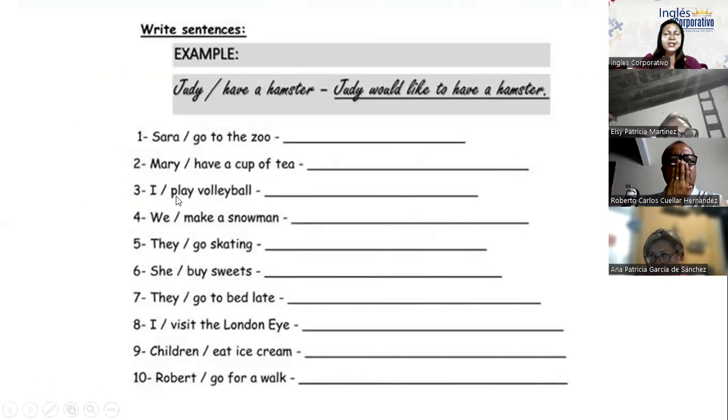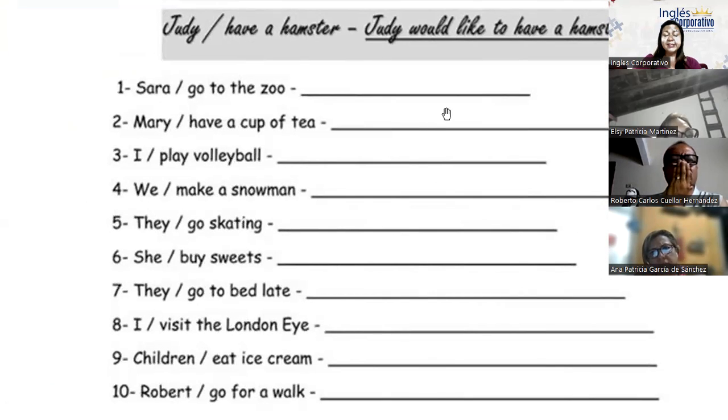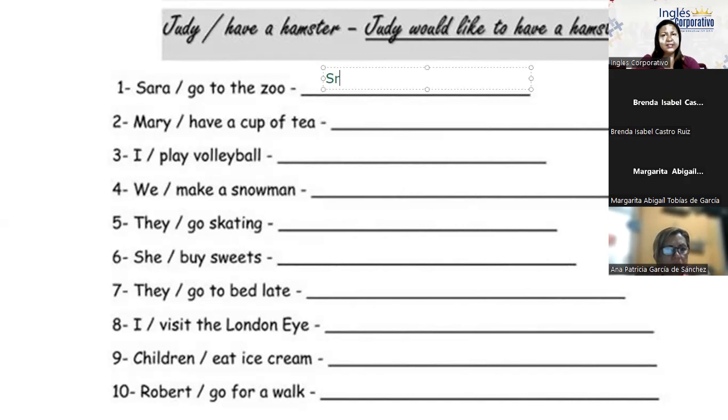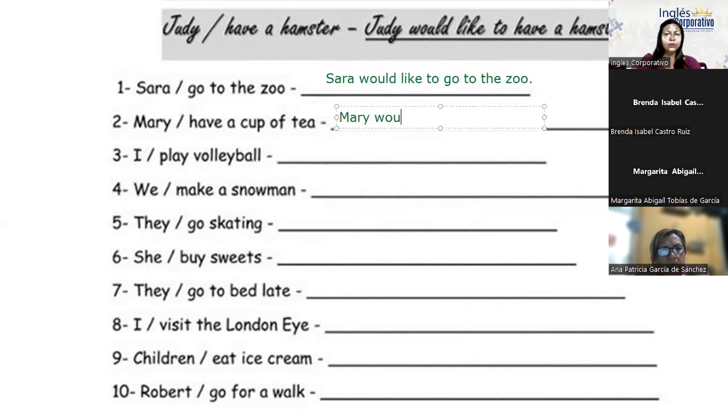So in this exercise, we are going to write the sentence. For example, Yuri has a hamster. So the sentence is, Yuri would like to have a hamster. Okay, what about Sara go to the zoo? Sara would like to go to the zoo. Exactly. Sara would like to go to the zoo. Okay, nice. Okay, number two, Mary would like to have a cup of tea. Mary would like to have a cup of tea.